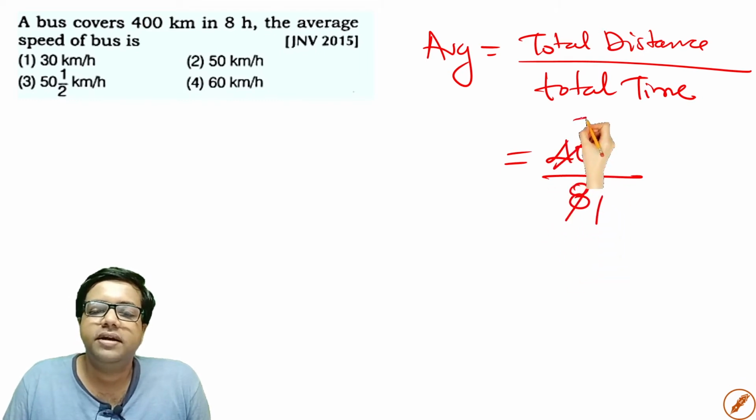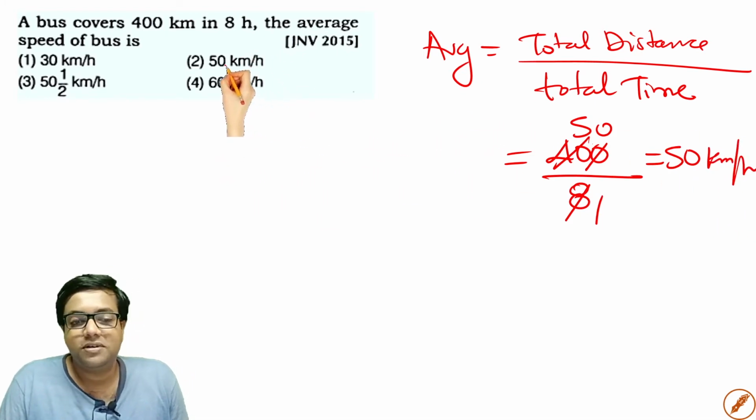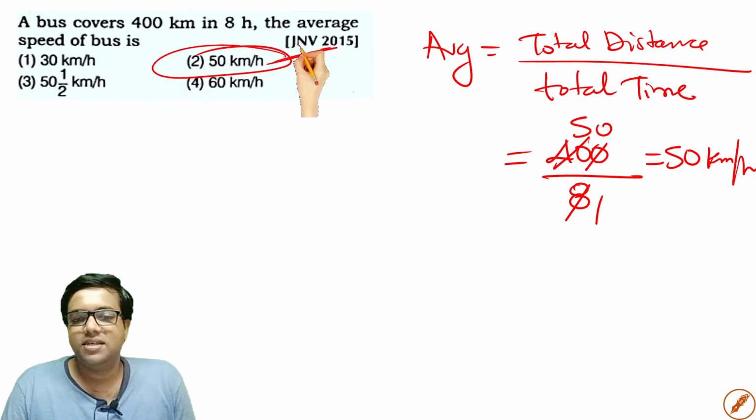8 ones are 8, 8 fives are 40, 8 zeros is 0. So the average speed is 500 kilometer per hour. Sorry, 50 kilometer per hour, not 500 kilometer per hour. It is 50 kilometer per hour. Option 2 is the right answer.